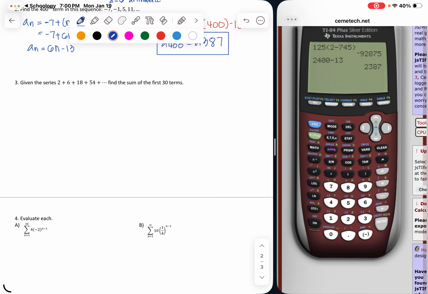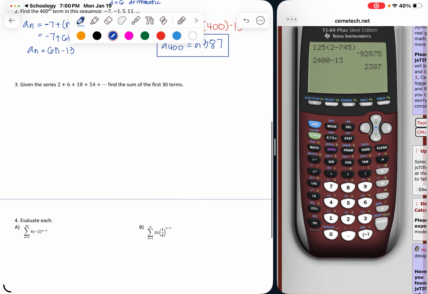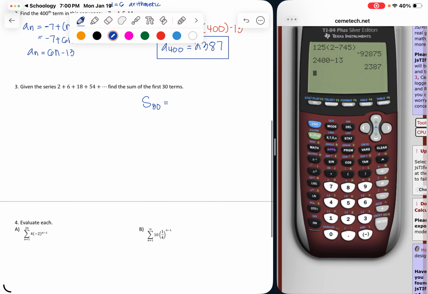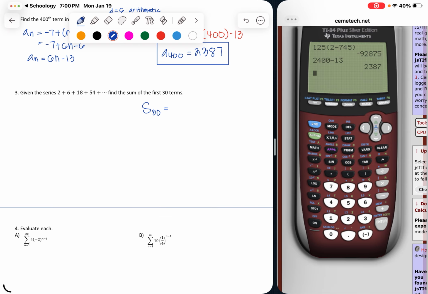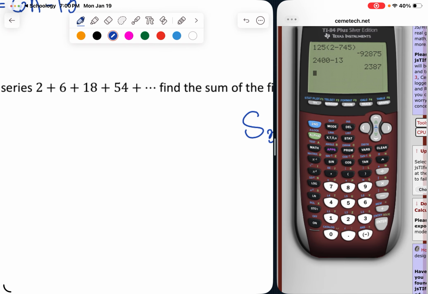All right, here's the next one. Find the sum of the first 30 terms. Okay, so what I have to do is find the sum of the first 30 terms. I know I'm going to use a formula because I'm not plugging in 1 through 30. All right, so I need to write a rule. I need to know what's happening here so that I can use the formula, right?